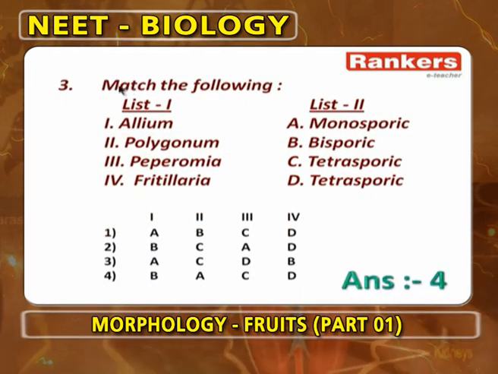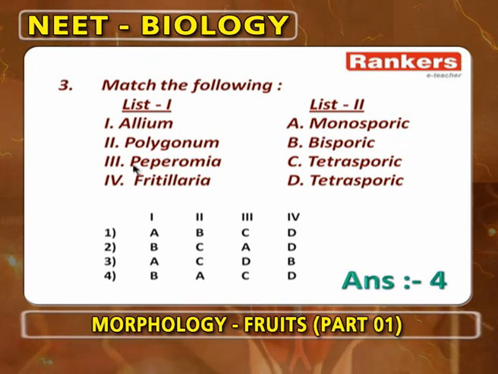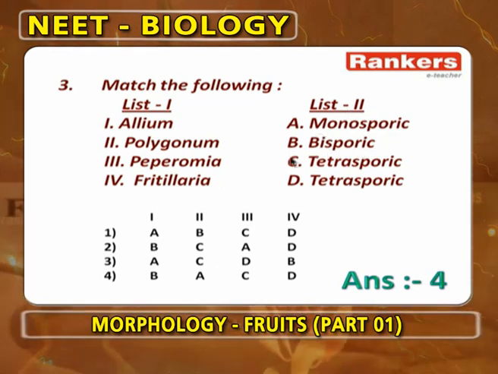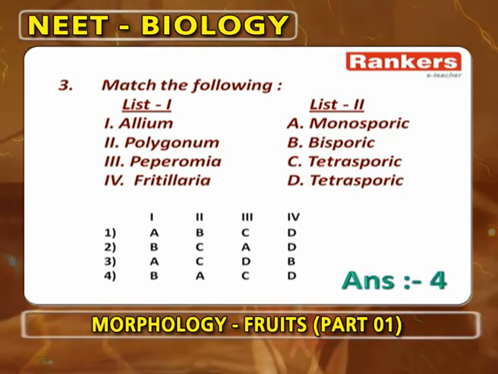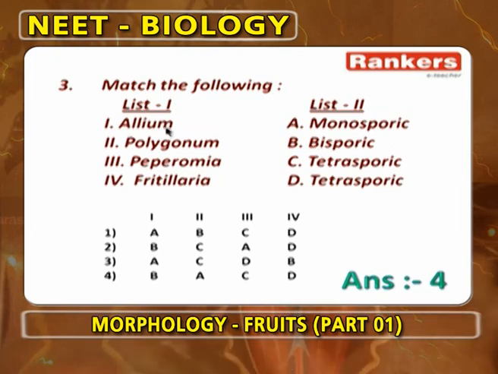Now, coming to the matching. List 1 is Allium, Polygonum, Peperomia, Fritillaria. List 2 is monosporic, bisporic, tetrasporic, tetrasporic. Allium is always bisporic. So, for this the answer is 4. 1 that is Allium, B bisporic.